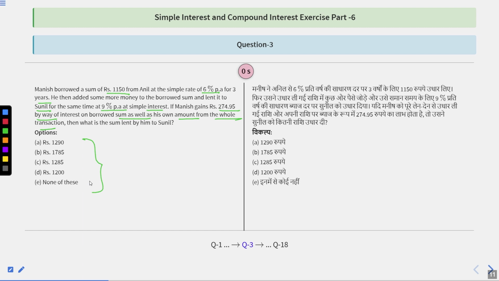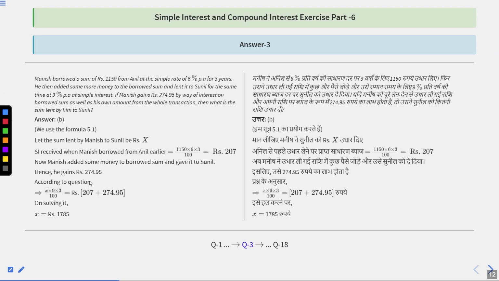Now time's up. Let's see the solution. First we need to understand the question. Let the sum lent by Manish to Sunil be X rupees. The simple interest Manish paid when he borrowed from Anil is given, so we can calculate it. 1150 multiplied by 6 multiplied by 3, because all these three data are given, divided by 100, which is 207 rupees.